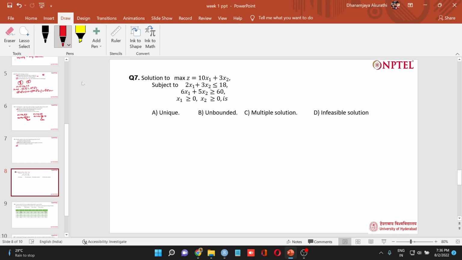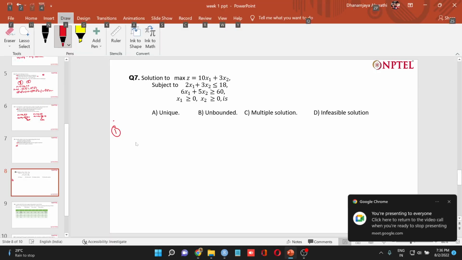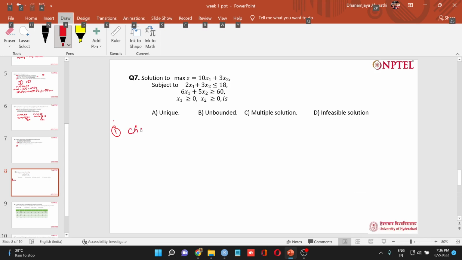I will tell you the graphical solution procedure. In a graphical procedure, first we have to change the given constraints into equations. Just change them, not convert them. First thing is constraints into equations.